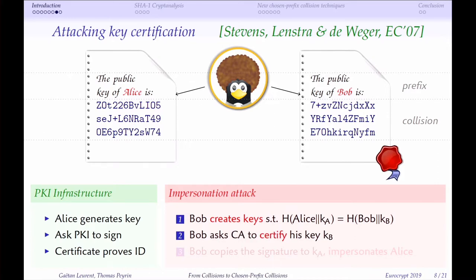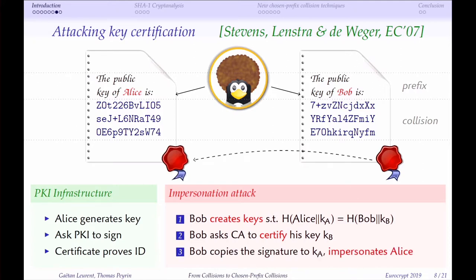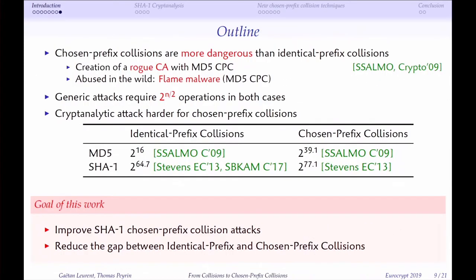And now Bob can just ask for a certification of his key. And because the two collide, he can actually use this signature on the key of Alice. And now he can impersonate Alice because he has a document that says the key of Alice is something. And he controls the something, and he has a certification of that.